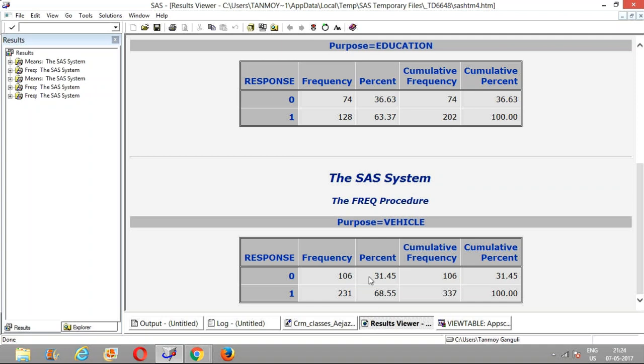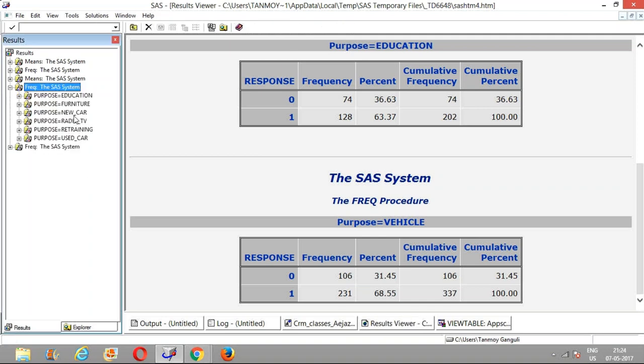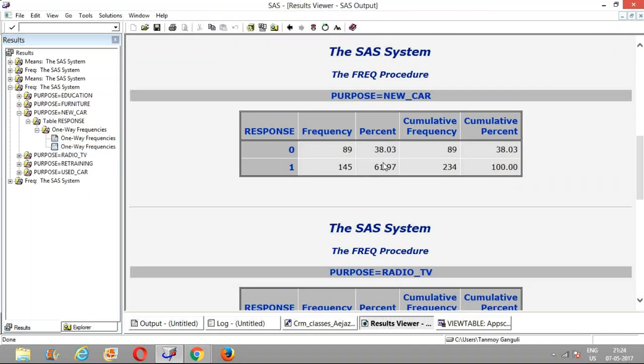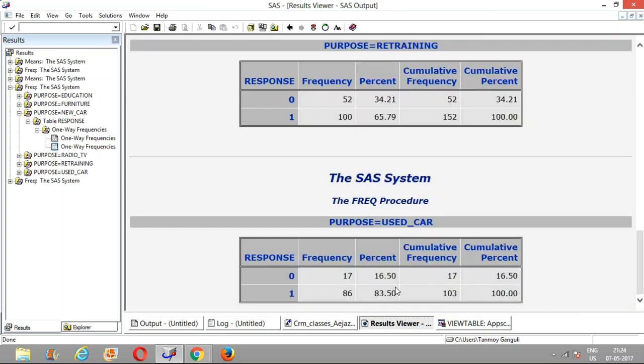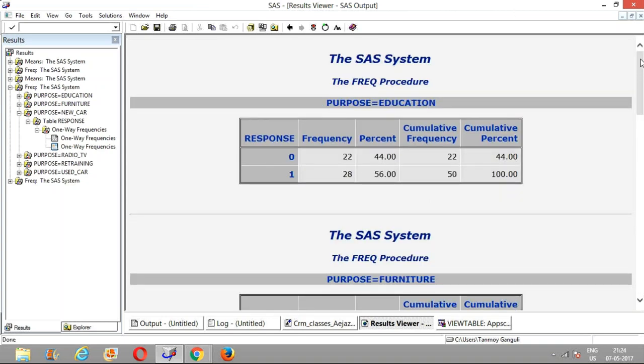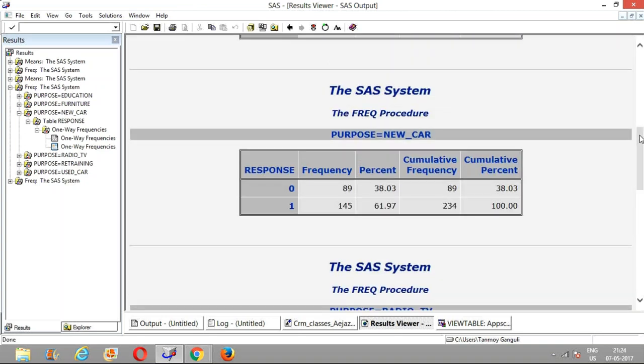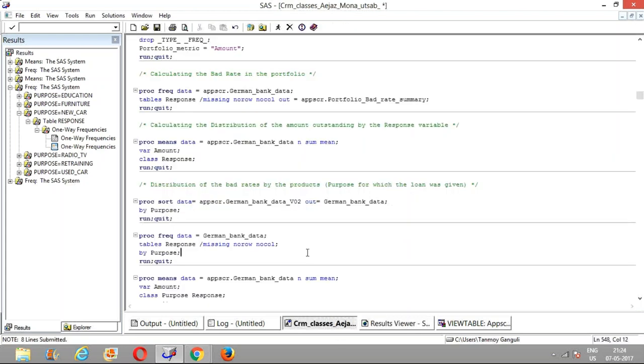Now within the vehicle loans, you would see that new cars have a greater default rate. The new car had a 38% bad rate, whereas used cars had only 16%. So the overall bad rate is 31%, but people who took a loan for buying new cars were more susceptible to being bad customers, right? So we looked at how exactly that bad rate is distributed across the products.